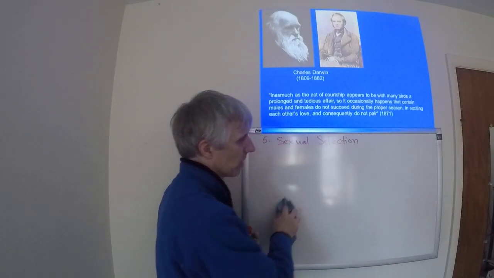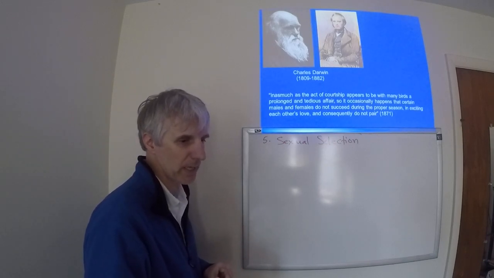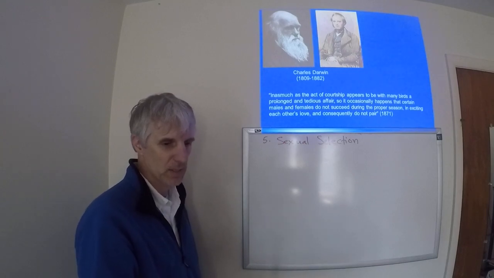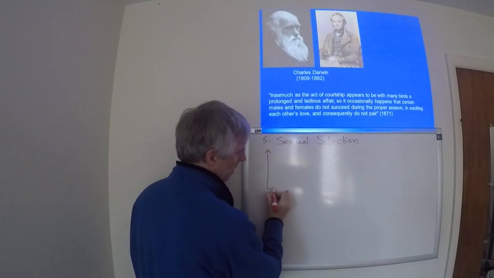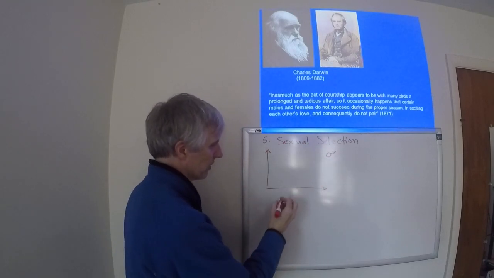Okay? So Darwin presented basically 2 relationships that he felt were important in this underlying sexual selection theory. The first plot is for males.